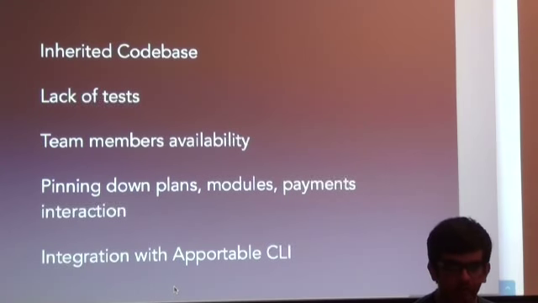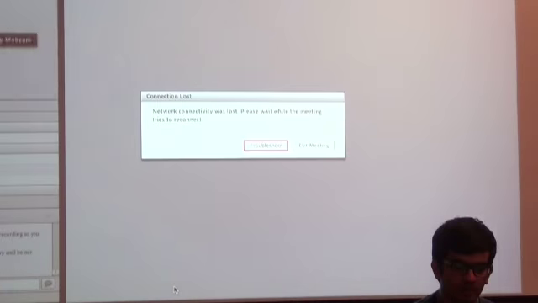The next thing is team members' availability. It was a semester where we were trying to find jobs and internships and having a lot of interviews. So it happened in a way that we could not meet on the CMU campus. We were never really able to meet on the Silicon Valley campus, but we tried to go to Apportable.